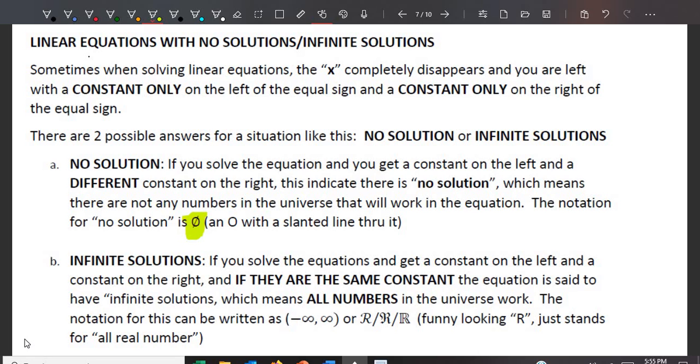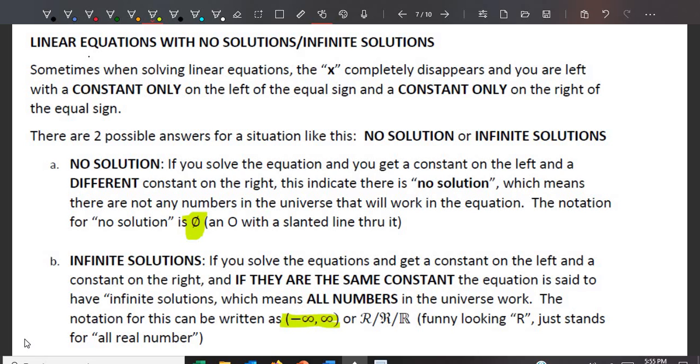Now, for infinite solutions, if you get a constant on the left and a constant on the right, and they are the same constants, that means you have an infinite number of solutions. And that just means every number works in the equation. It doesn't matter what you choose, it'll work on the left side and the right side. There's different notation for infinite solutions. And when we mean infinite solutions, that means all real numbers, basically is what that means.